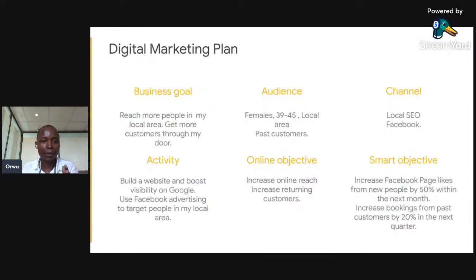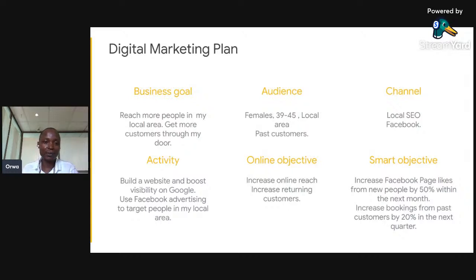One, you need to have a business goal. So, does your business have a goal? If you don't have a goal, then it is time for you to set up a goal. For the whole digital marketing plan, you need to have your goal. For example, the goal could be reach more people in your local area, get more customers through your door, and that's what could be your business goal.